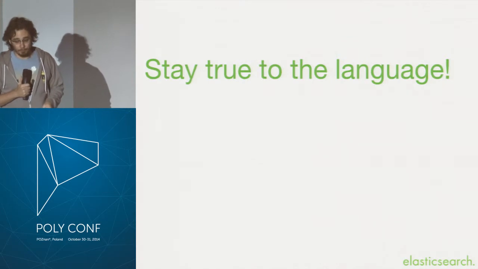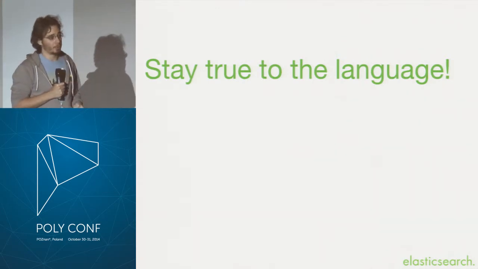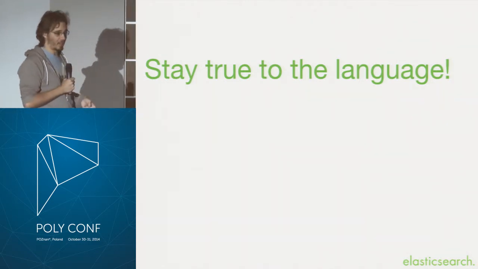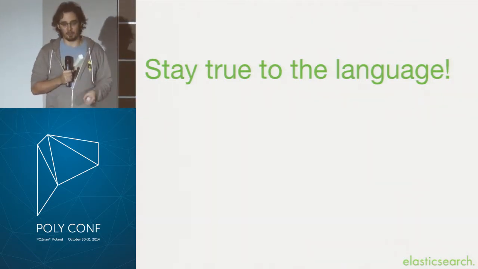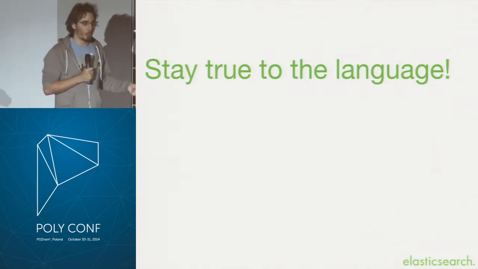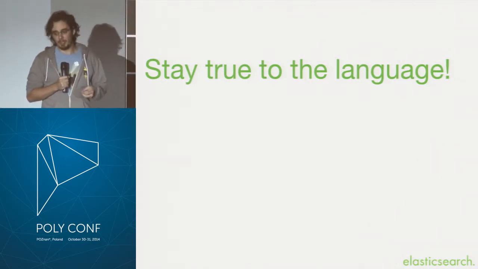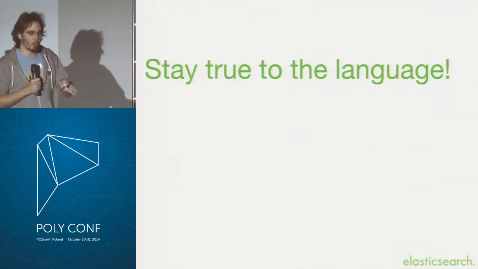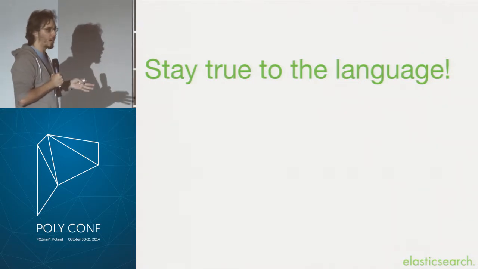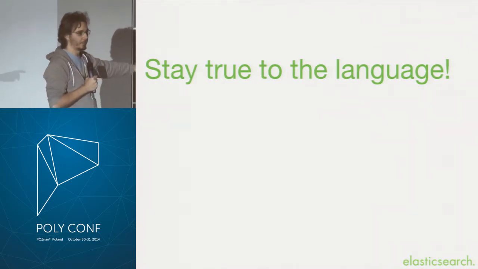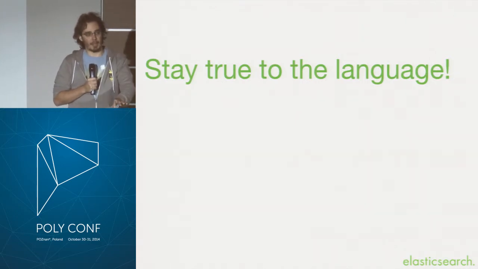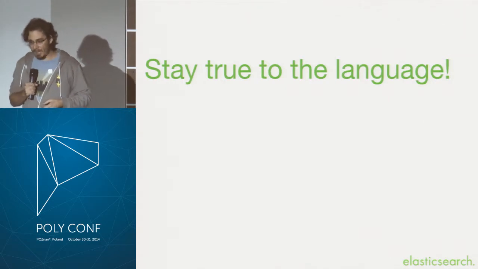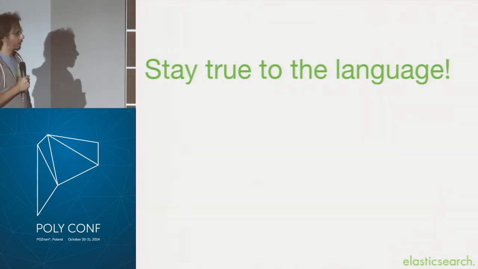And lastly, we needed those clients to feel native. We didn't want a Java person to write our Python client. That would make no sense. We needed that code and the API to feel as idiomatic to the language as possible. So we have two slightly conflicting scenarios. We want them to be consistent, but we want to stay true to the language. So that was a little bit of a problem that we needed to tackle.